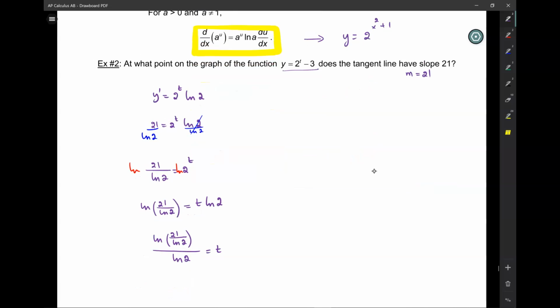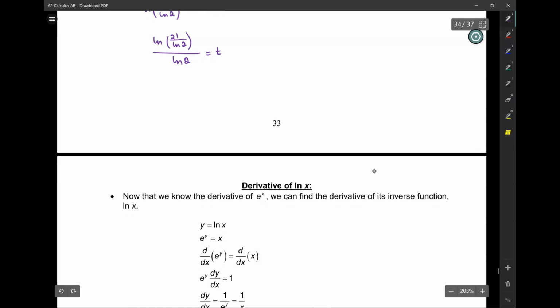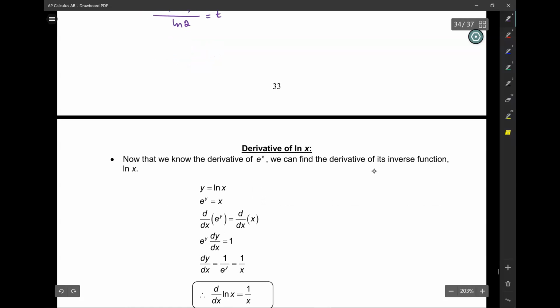Does that make sense? It's math. Right? Okay. All right, so I will stop here and then we'll do ln of x tomorrow.